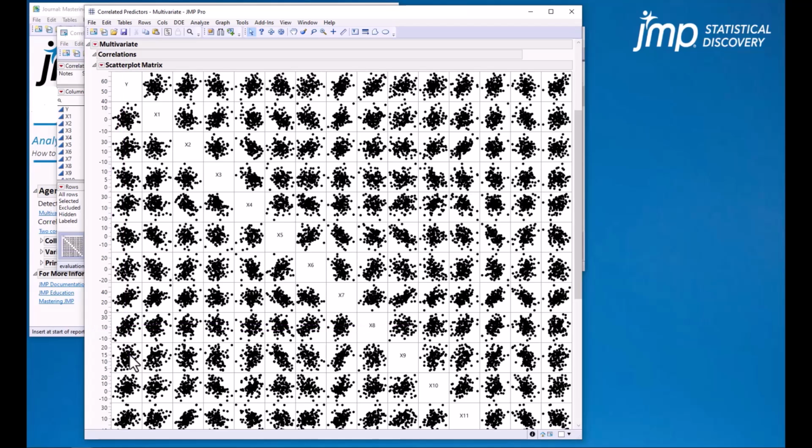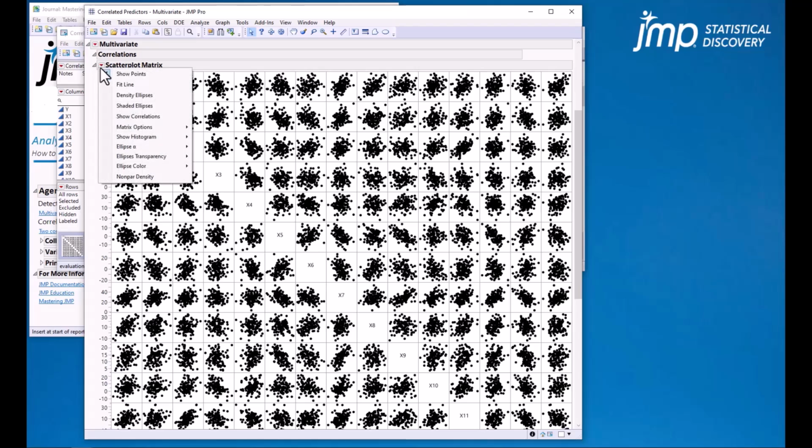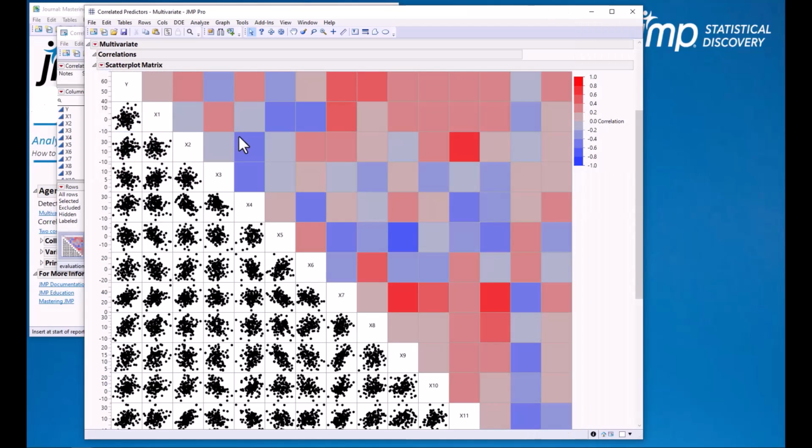Now, because this matrix is symmetric, we don't need both sides of it. So I like to change this up a little bit. Instead of showing two scatter plots, I'm going to go to Matrix Options and turn on Heat Map. You can play with significant circles if you want as well. And now I get that heat map of the correlations, the same color map as we had below.